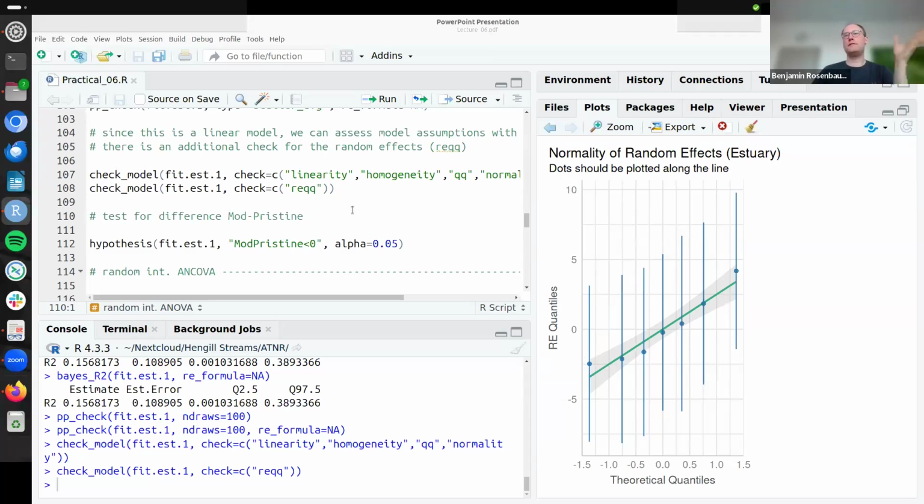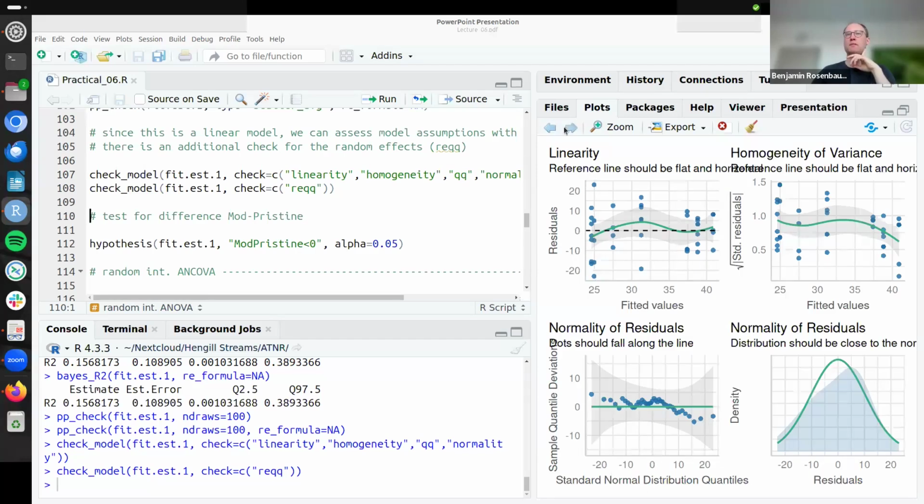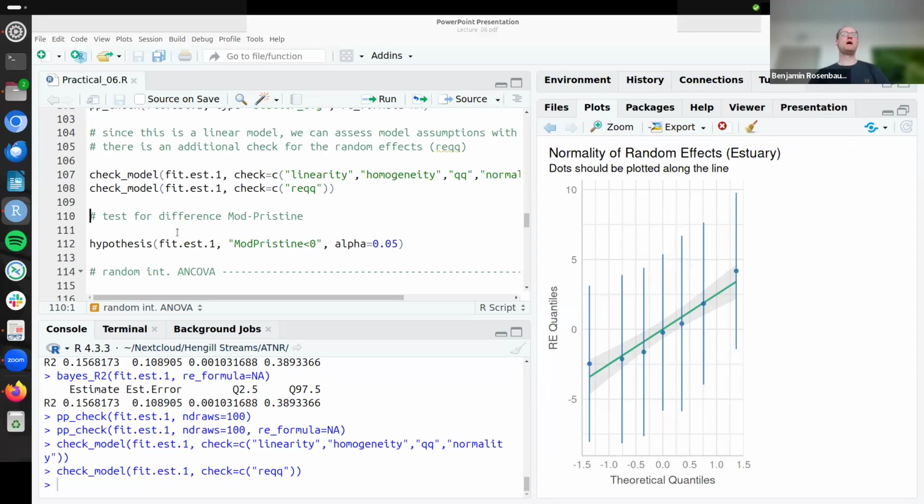Okay, so after we also checked the model performance, if it fits the data well, and so on, we can go back to the original hypothesis. And this was a hypothesis on the fixed effect only.